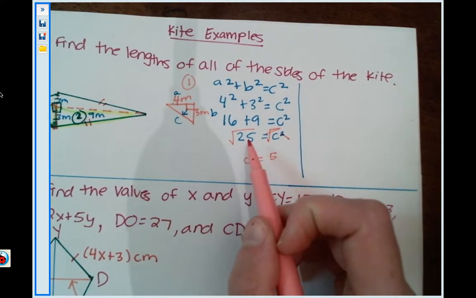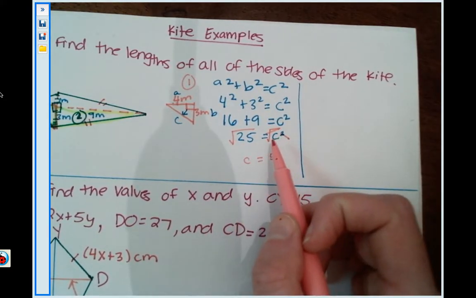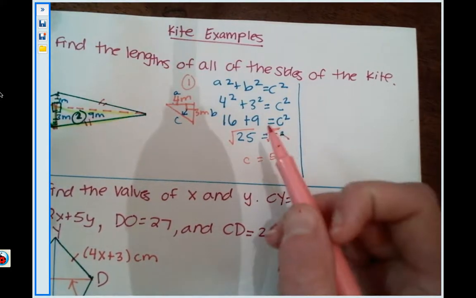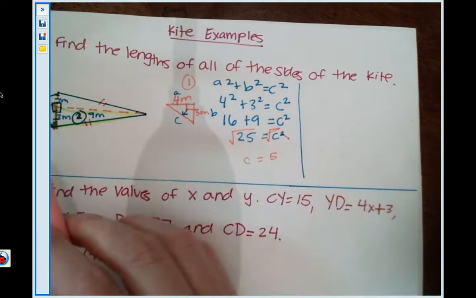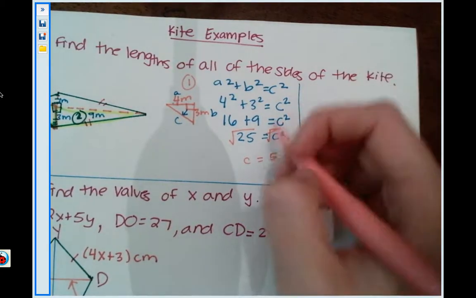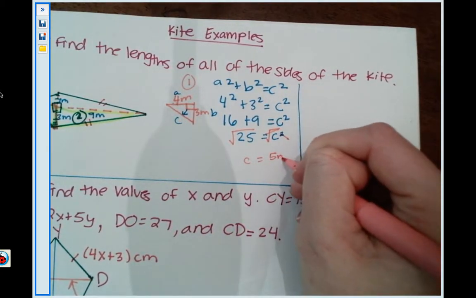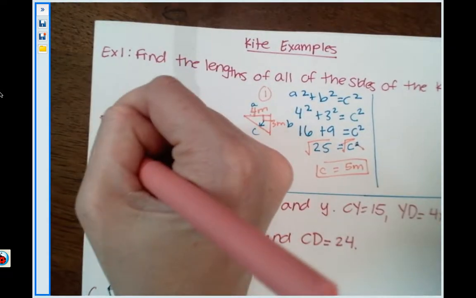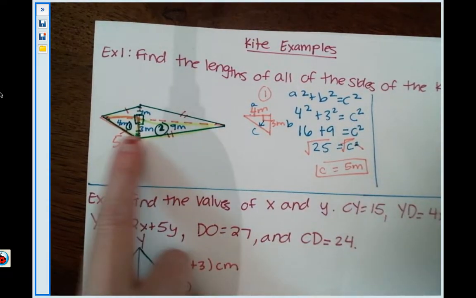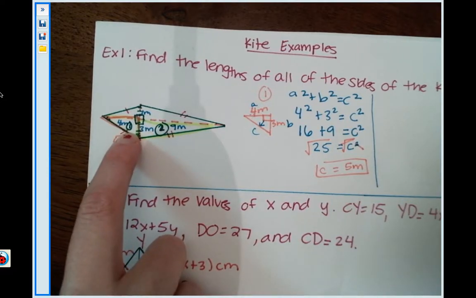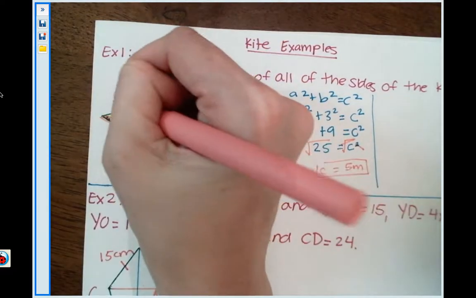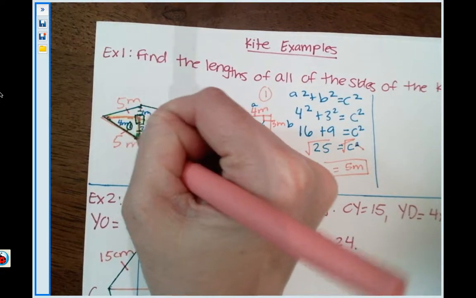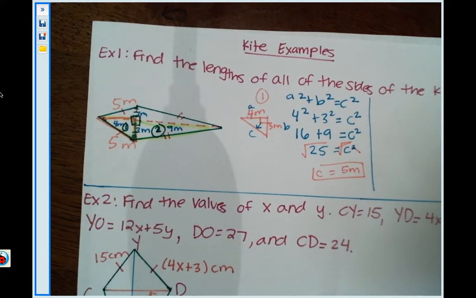Technically, when we square root both sides of an equation, we are supposed to do a plus or minus, but it doesn't really make sense to have a negative side length, so I'm only going to include the positive one. So my C is 5 centimeters. I know that this side is 5, because I solved for this side of this little guy. And since these two are congruent, I also know that this one is 5 meters. We just found 2 of the sides.